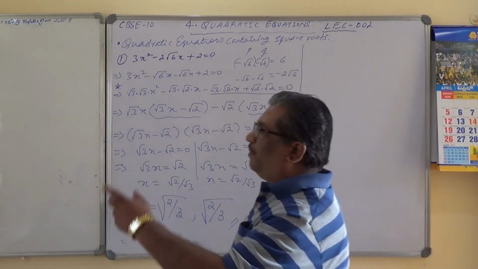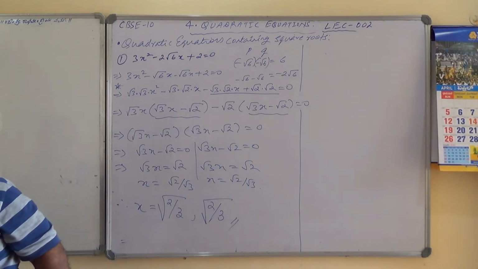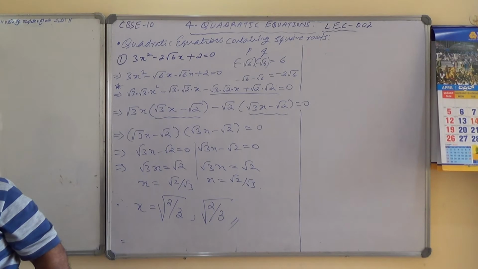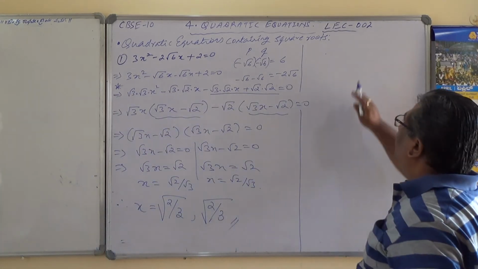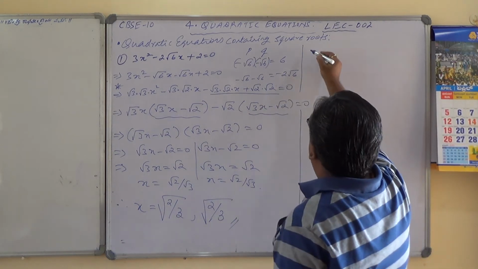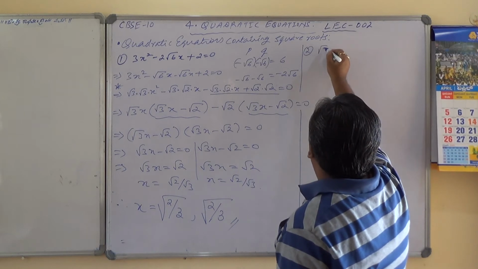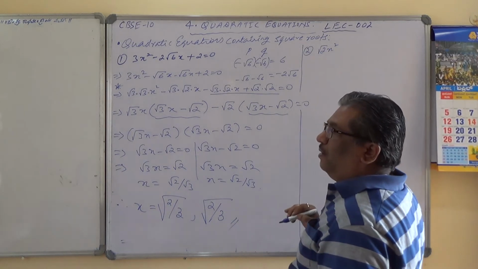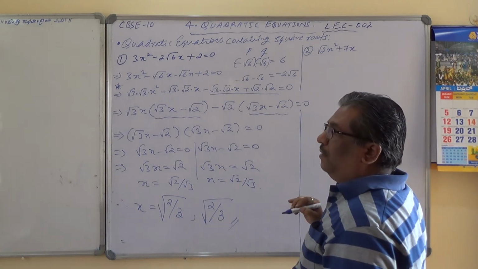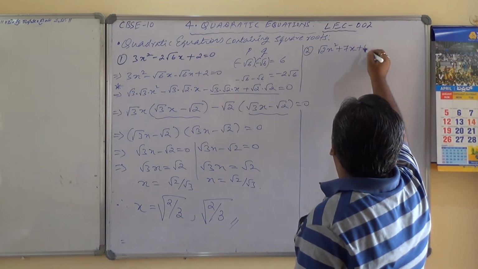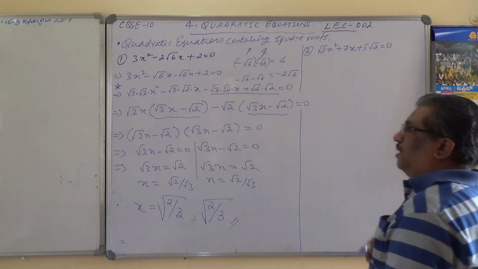I'll take one more example from your exercise. Exercise 4.2, first main, third one. What is given to you? Here I will put serial number 2 only, don't bother about that. Root 2 x square plus 7x plus 5 root 2 equals 0. So let's see how to solve this one now.